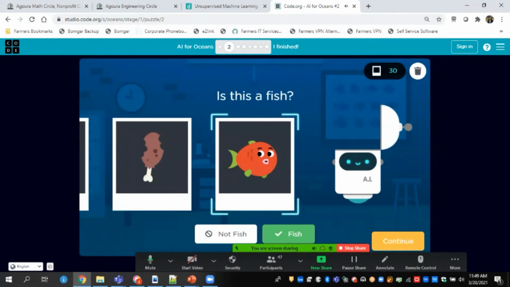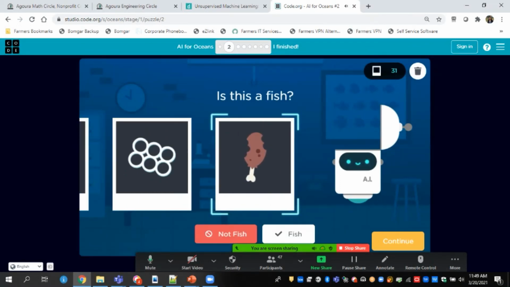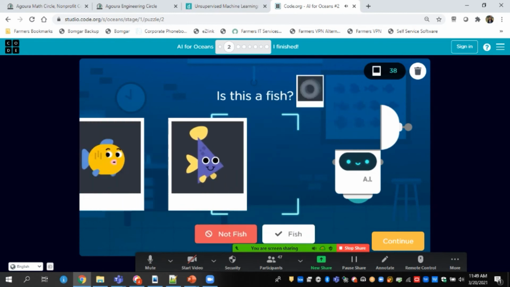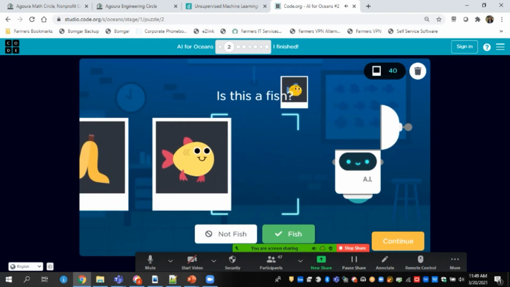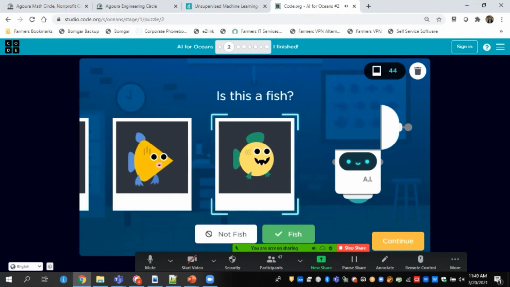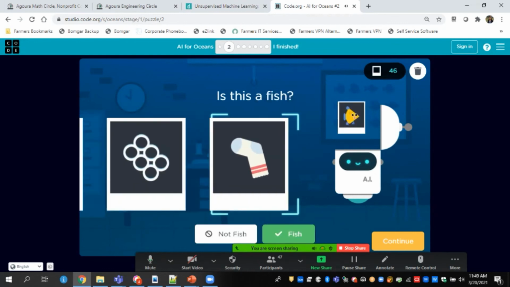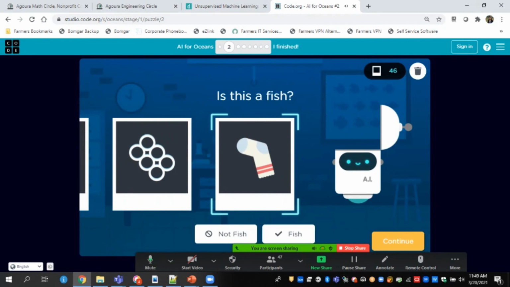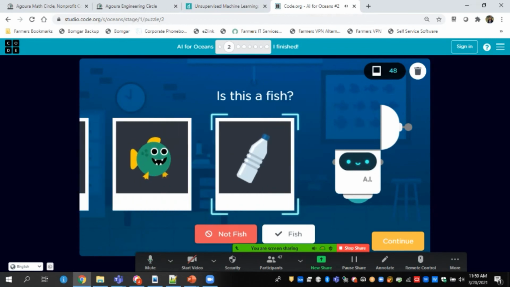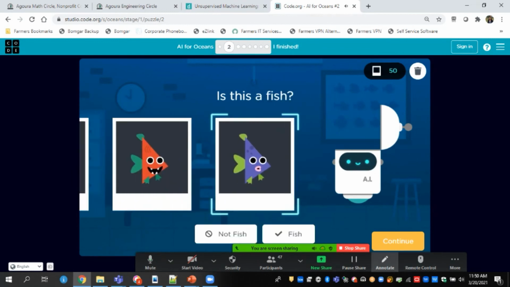Let's just give it 10 more and continue to see how it works. I'm going to stop it right here. We are at 46. Let's keep it at 50. 47, 48, 49, and let's see how this performs.